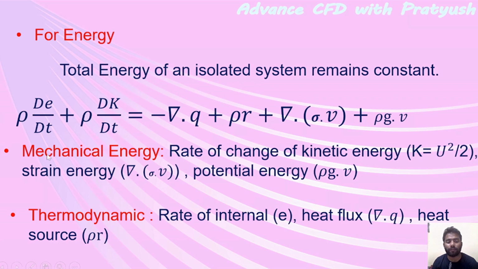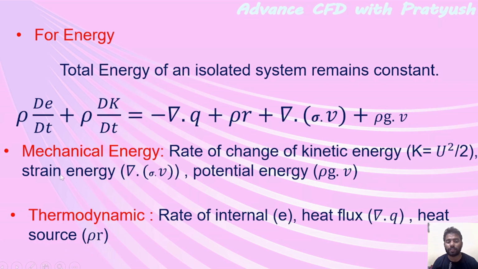There are generally two kinds of energy involved: the mechanical energy and the thermodynamic energy. The mechanical energy has different forms: the rate of change of kinetic energy, which is due to the velocity of the fluid, strain energy, and the potential energy. These three kinds of energy are in the form of mechanical energy. And the thermodynamic energy is due to the internal energy, heat flux energy, and if there is any source, that is the heat source, or it can also be the turbulence source. Any kind of energy will be there, then this is the source term.